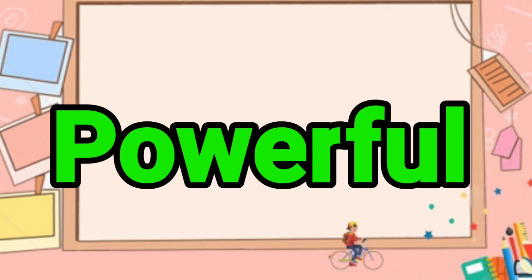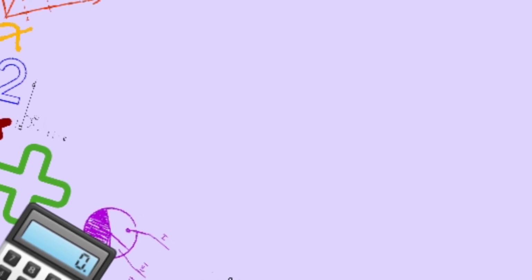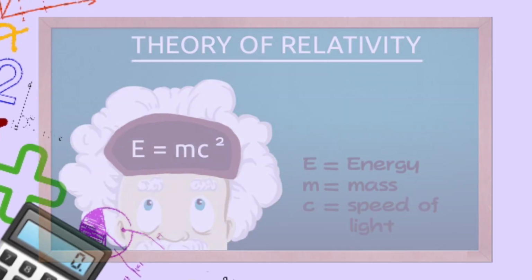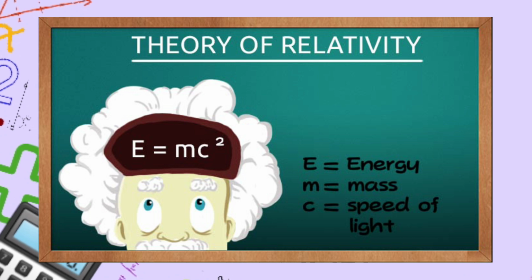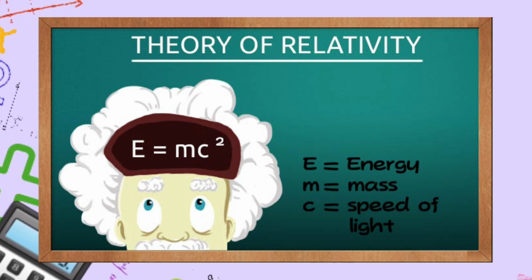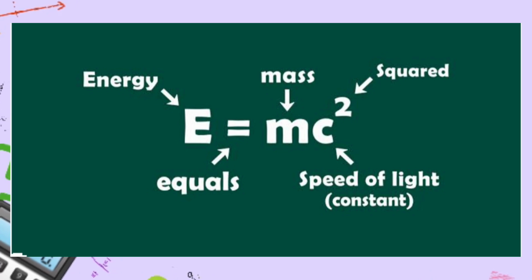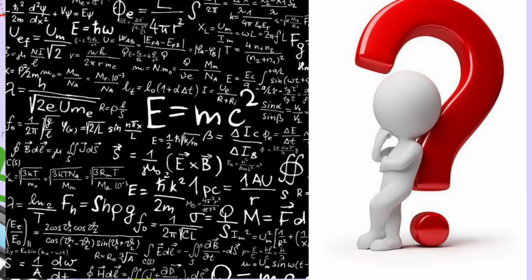Powerful. Some of the formulas, especially when it comes to physics, are explained through mathematical symbols. For example, theory of relativity ni Einstein. Consider na natin itong equation na ito because it is a very common equation. E = mc². E stands for energy, m stands for mass, and c stands for speed of light. Ano nga ba ang sinasabi ng equation na ito? Tatlo lang naman ang letter na ginamit.